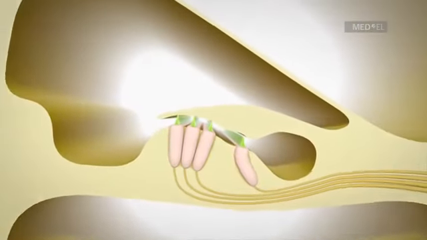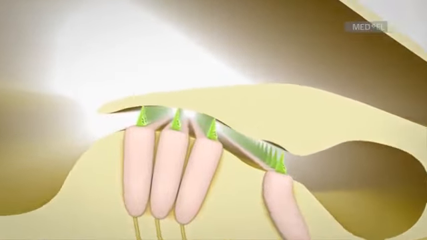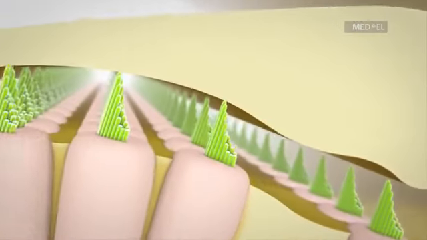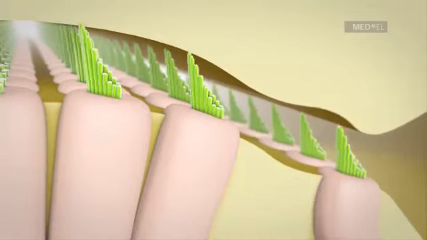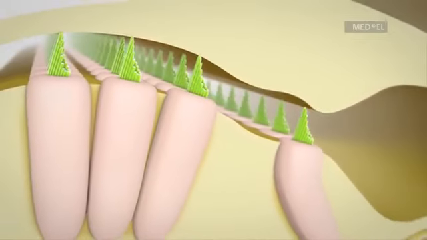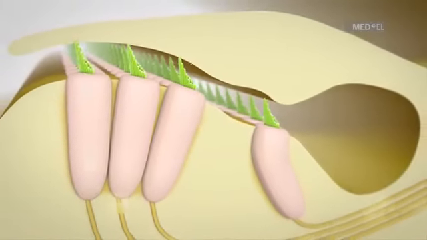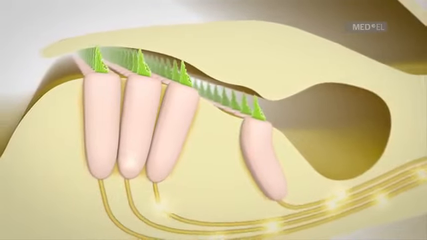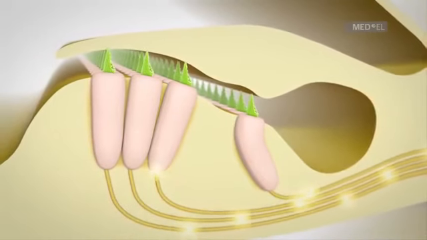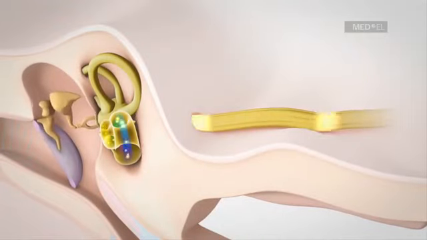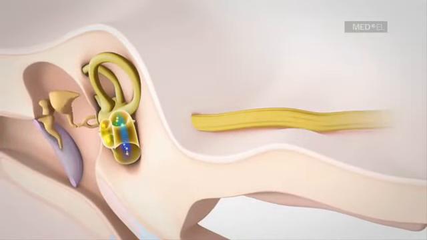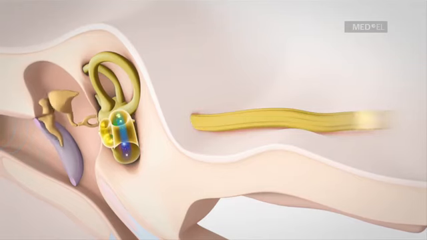As the fluid in the cochlea is set in motion, it causes a corresponding movement of the fine structures on the surface of the hair cells to take place. These movements cause tension differences which produce electrical signals that are passed along the hearing nerve to the brain. The auditory cortex of the brain interprets this information as sound, for example as music or speech.